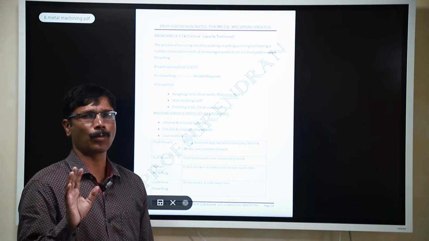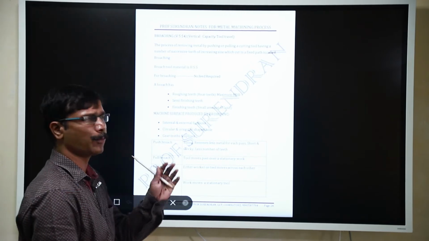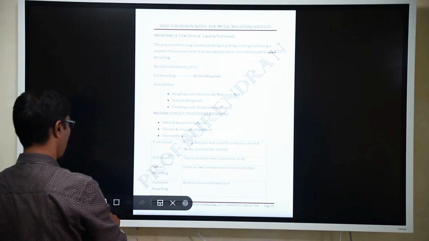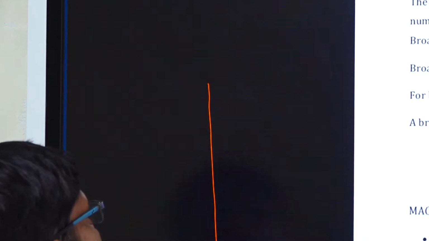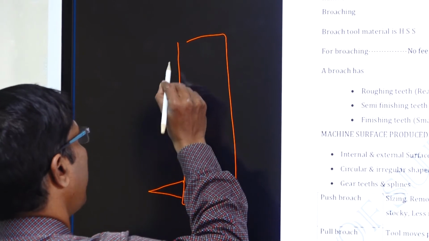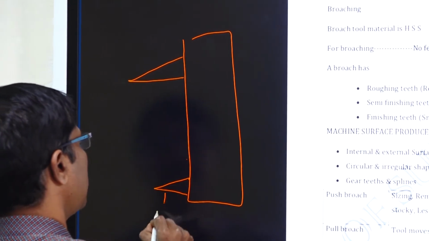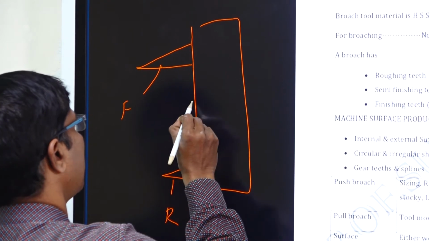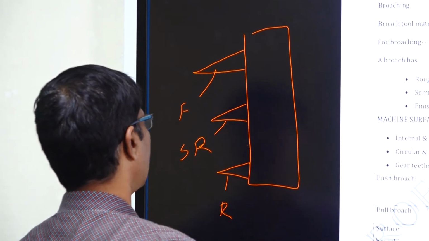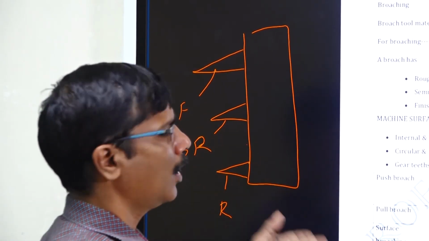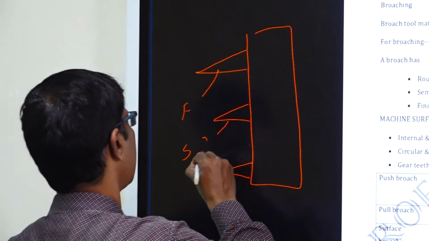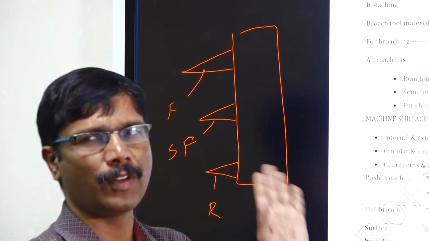Next we are going to discuss broaching. Broaching is an operation using a long tool that has different teeth. Initially there are roughing teeth, and finally finishing teeth, with semi-roughing or semi-finishing teeth in between. So the broach has roughing teeth, semi-finishing teeth and finishing teeth.